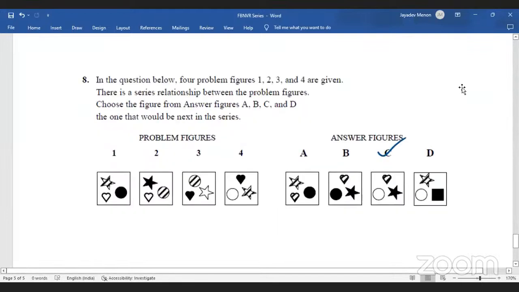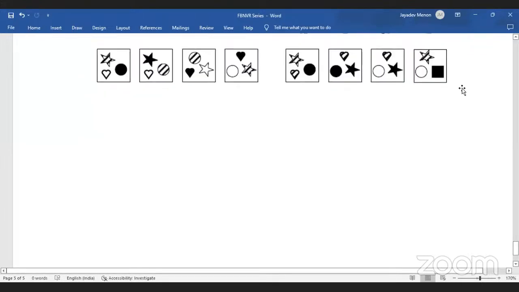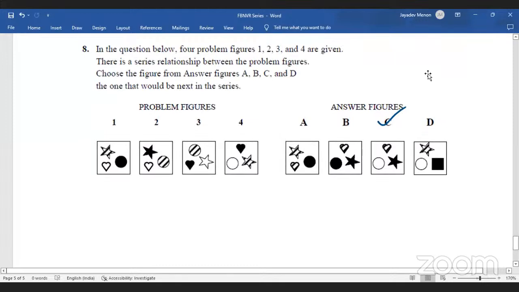Okay, so that's about figure-based reasoning. Now we have one more topic to cover, that is data sufficiency. I will present that document.